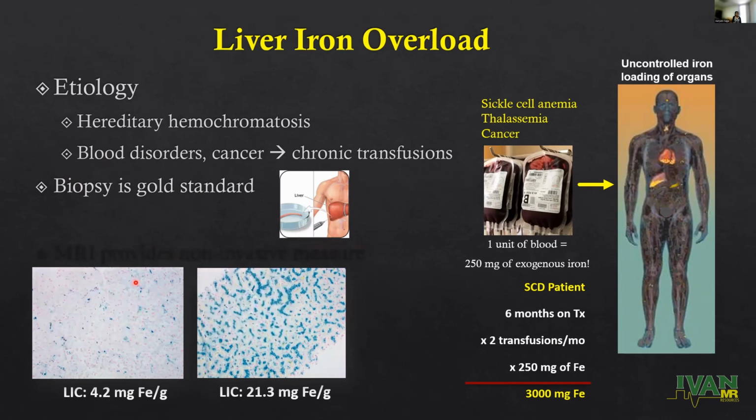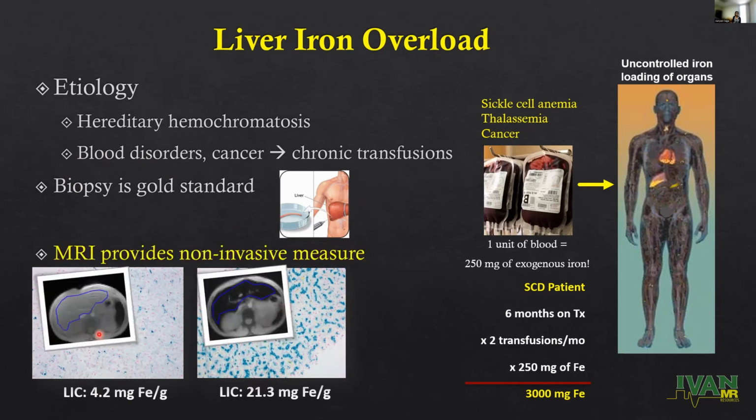If you see, these are the biopsy histology images, and the blue stain here is showing the iron. This patient has mild iron, and in this patient you see a lot of blue. These are all hemosiderin deposits, and it's saying that the patient has too much iron and needs to be treated.